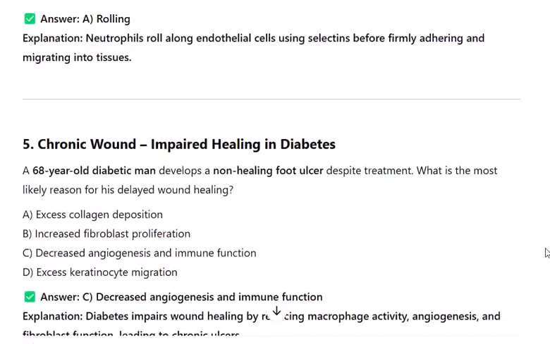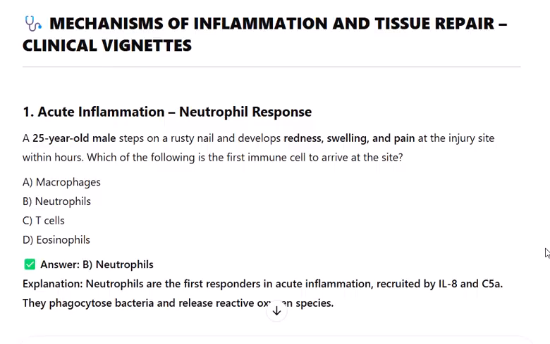Here are 10 Puerto Rico Medical Board-style clinical vignettes focused on mechanisms of inflammation and tissue repair, with 4 answer choices and explanations. Mechanisms of inflammation and tissue repair. 1. Acute inflammation, neutrophil response.